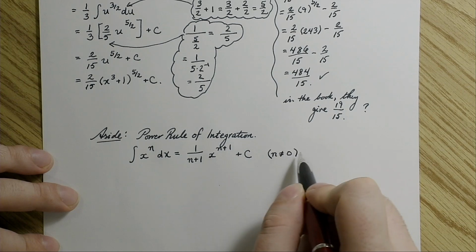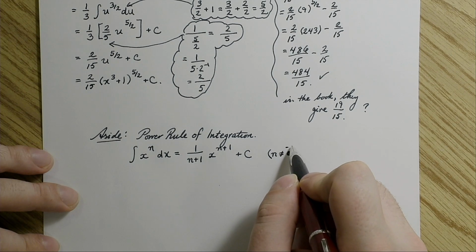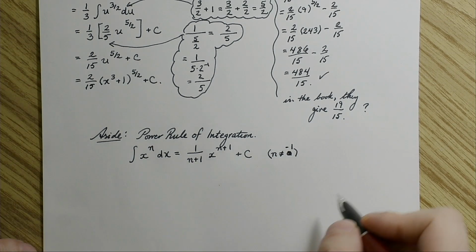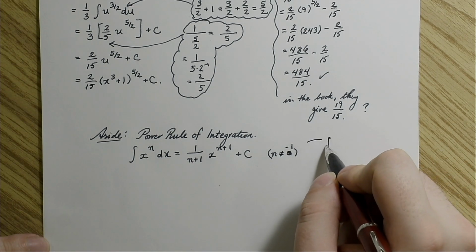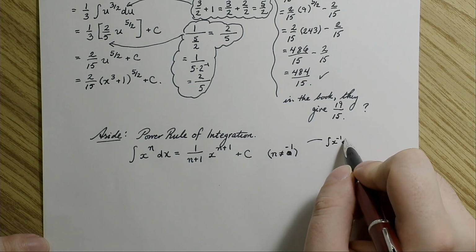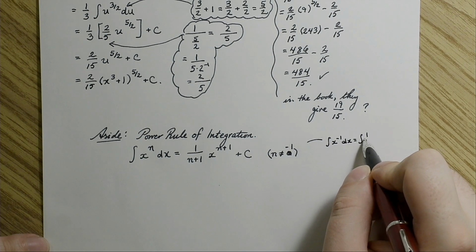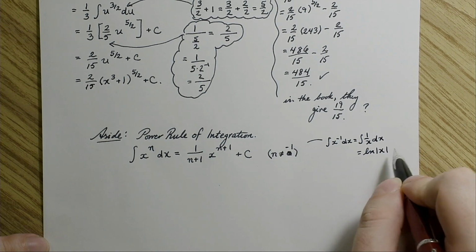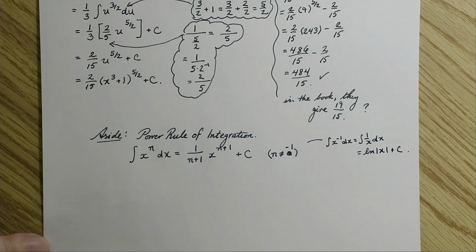Oh, sorry. This is assuming that n is not equal to minus 1. Right, because when we have minus 1, that becomes x to minus 1 dx, which is equal to 1 over x dx, and we have a special rule for that, which is ln absolute of x plus a constant.